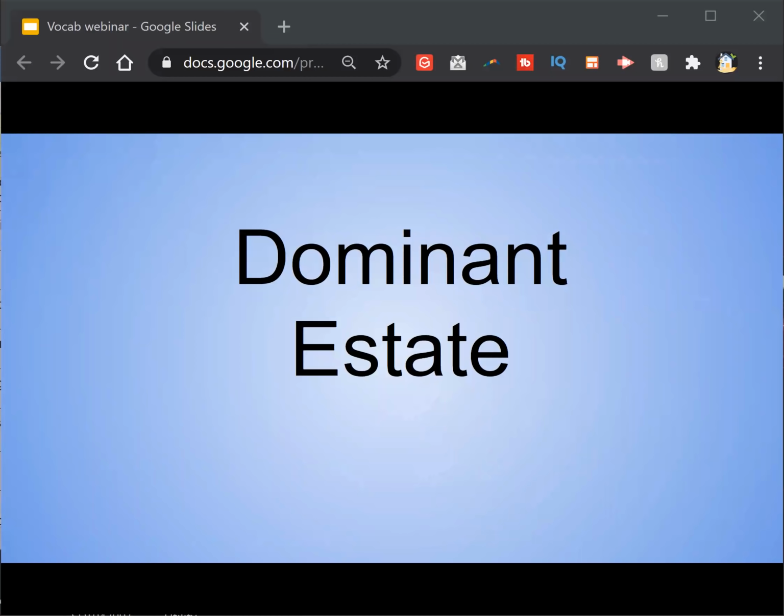So the dominant is benefiting, and the servient is serving the easement. So the servient is the one whose property is being used. They're serving the easement. The dominant one is the controlling one, the one that has the power to do all that kind of stuff. That's why they call them the dominant one.